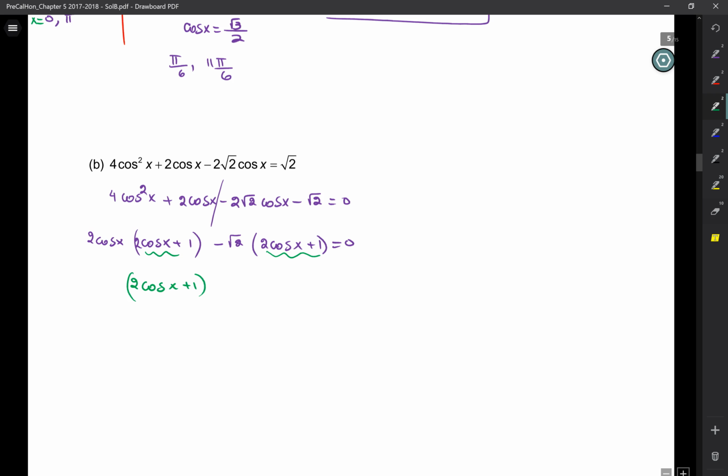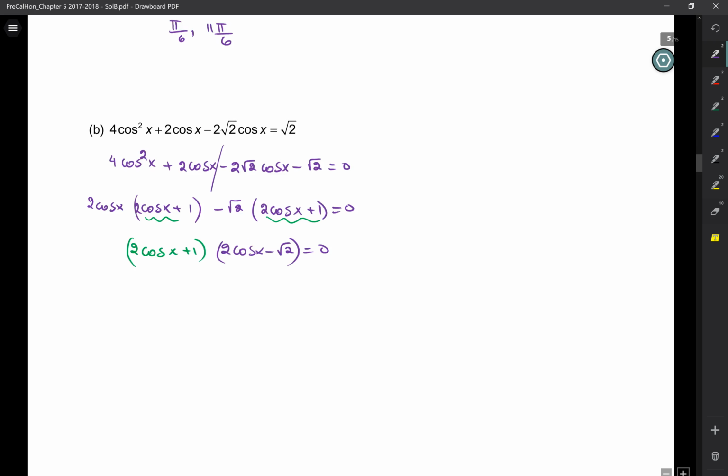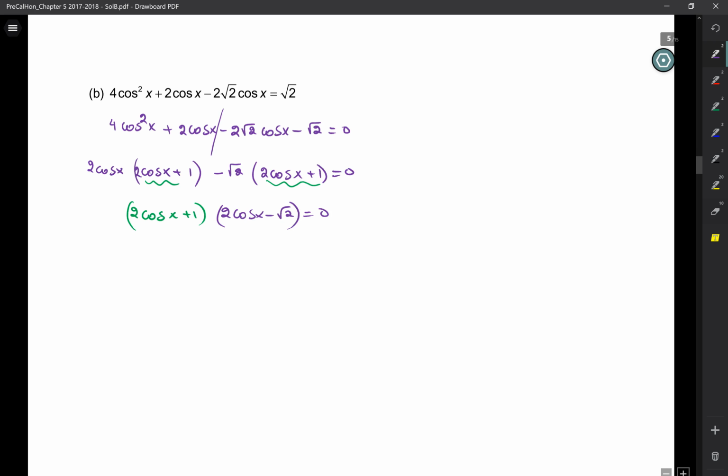Now I have 2 common terms, which will factor out, and that will leave us 2 cosine x minus root 2 equal to 0. Again, this is called the zero product property. If 2 things multiply to 0, then they can each be said equal to 0 independently. So in the first case, 2 cosine x plus 1 is equal to 0, so cosine x is equal to negative a half. 2 cosine x minus root 2 is equal to 0, so cosine x is root 2 over 2.